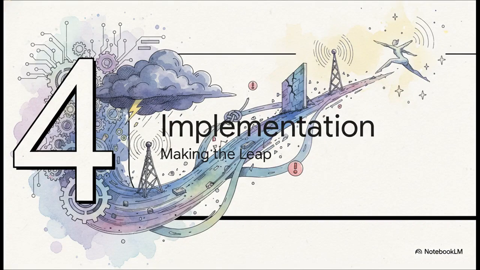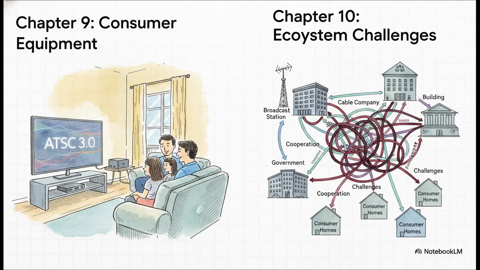Okay, we've arrived at our final section, implementation and challenges. This is where the rubber meets the road. It's all about taking that plan off the whiteboard and making it happen in the real world, while being honest about the hurdles you're going to face. The final 2 chapters of the tutorial tackle the toughest issues head-on. Chapter 9 is all about consumer equipment. Because let's face it, none of this works if people can't buy affordable TVs or receivers that can pick up the signal. And Chapter 10 zooms out to look at the entire ecosystem, talking about the need for everyone to work together. A shift this big requires all the players, from broadcasters to TV manufacturers, to be on the same page.